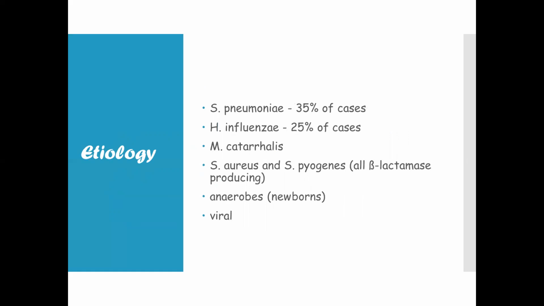Common etiological agents include Streptococcus pneumoniae, which is responsible for 35% of the cases, and Haemophilus influenzae, which is responsible for 25% of cases. Then we have Moraxella catarrhalis, Staphylococcus aureus, Streptococcus pyogenes, anaerobes, which are most common in newborns, and viral infection.